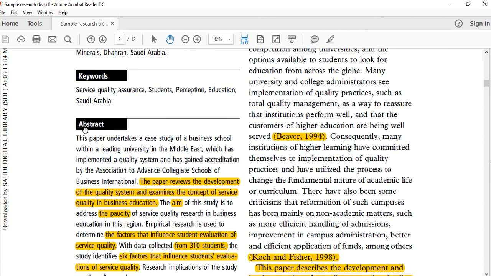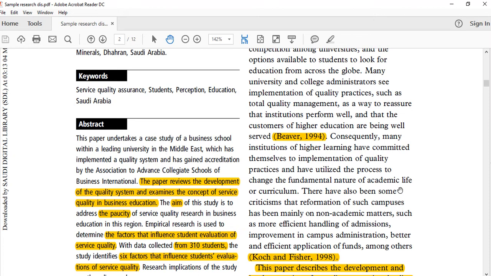Now this is a very important element in any research, the abstract, and also the keywords you can see here. Keywords: service quality assurance, students' perception, education, Saudi Arabia. With these keywords, you can easily find this topic and other topics. So this is very easy, but you should know how to write the keywords from your topics.